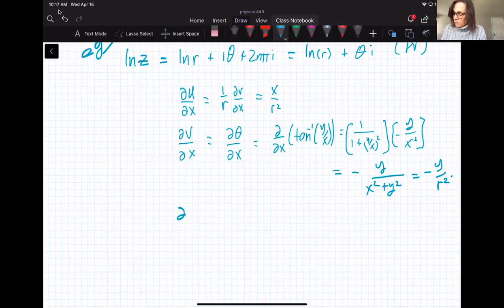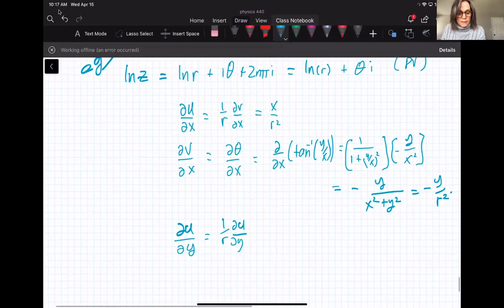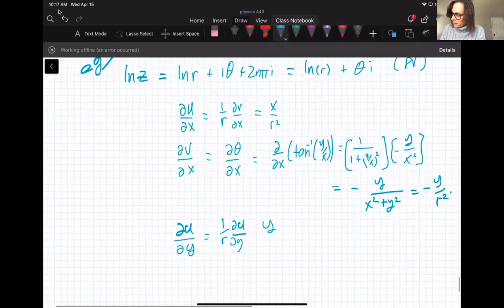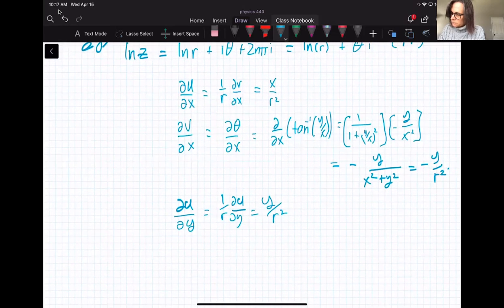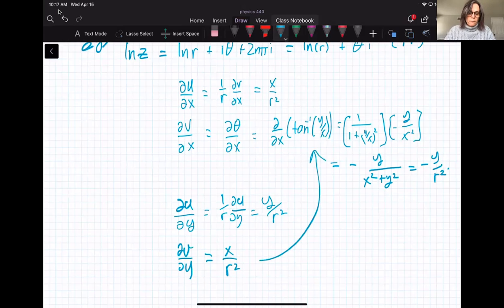And then we could do the same thing for du/dy. That's just 1 over r dr/dy, and that shouldn't be a surprise. That's equal to y over r squared. And then dv/dy is equal to x over r squared, from the same kind of argument that we have up there.